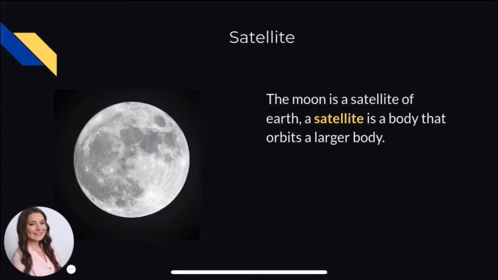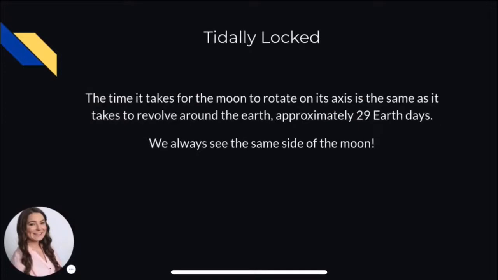The moon is a satellite of Earth. A satellite is a body that orbits a larger body in space. The time it takes for the moon to rotate on its axis is the same as it takes to revolve around the Earth, approximately 29 Earth days. Therefore, we always see the same side of the moon. This is called being tidally locked.